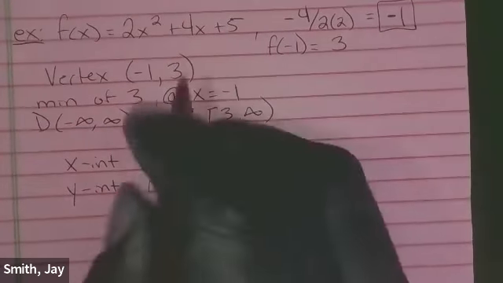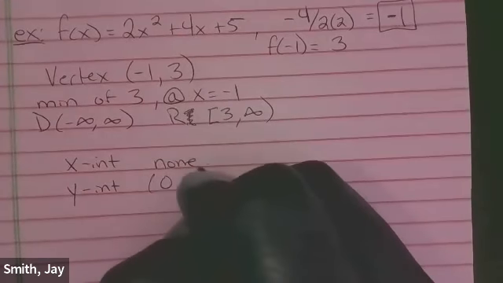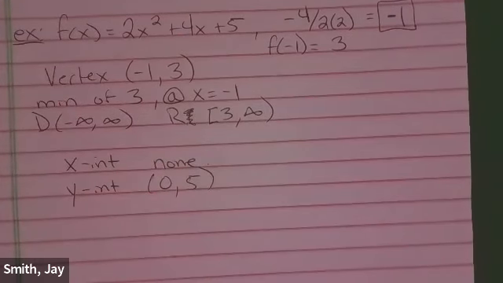But my y-intercept is the pair 0, 5. For the y-intercept we plug in 0. So we end up with 0 plus 0 plus 5. Solve that.